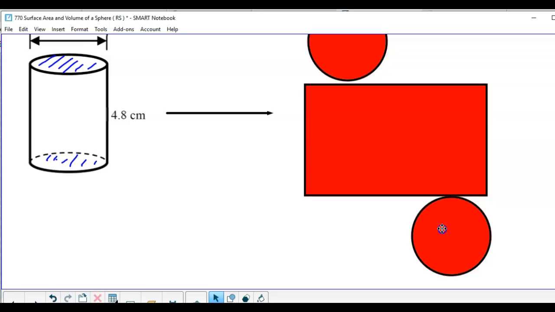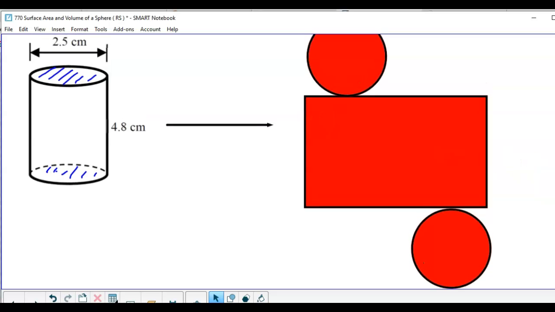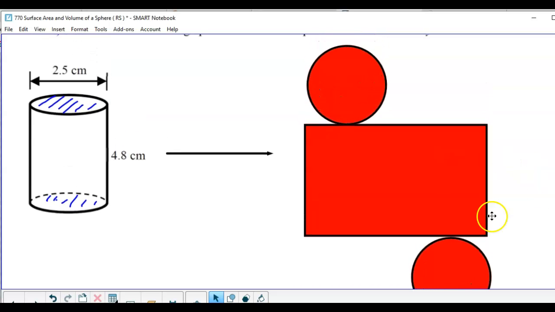Could just move it down there, right? Or they could be at the same end. It doesn't really matter because they're circles, right? But in any case, we have to get the area of that entire, all of that red part.